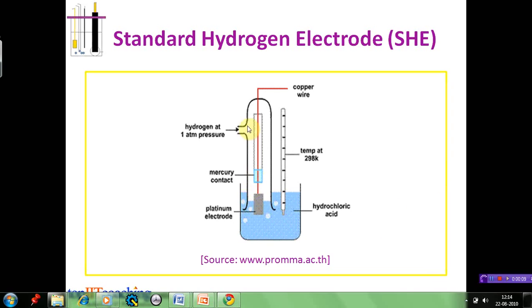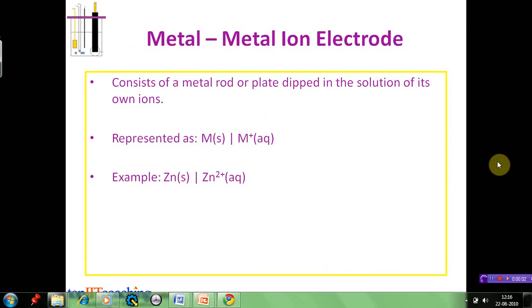This is a diagrammatic representation of standard hydrogen electrode, in which there is a platinum electrode surrounded by hydrogen at 1 atmospheric pressure. The temperature is maintained at 298 Kelvin and the electrolytic solution is unimolar solution of hydrochloric acid.